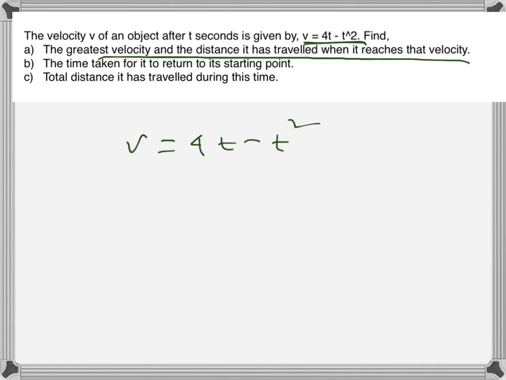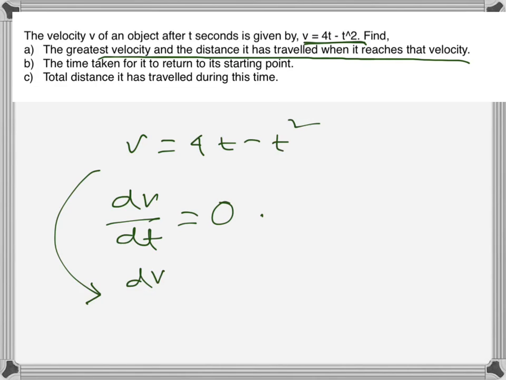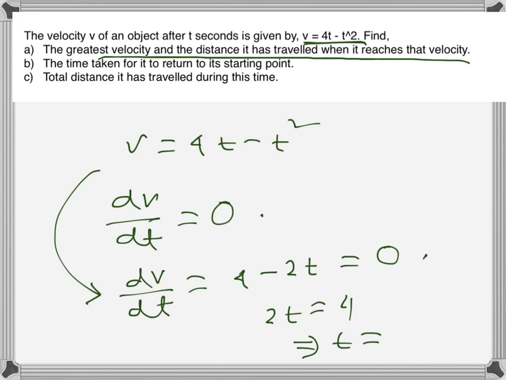When the velocity is greatest or maximum, dv/dt will be 0. So we differentiate this, dv/dt. Whatever we get, we equate that to 0 to get the time when it becomes maximum. So that is t = 2.